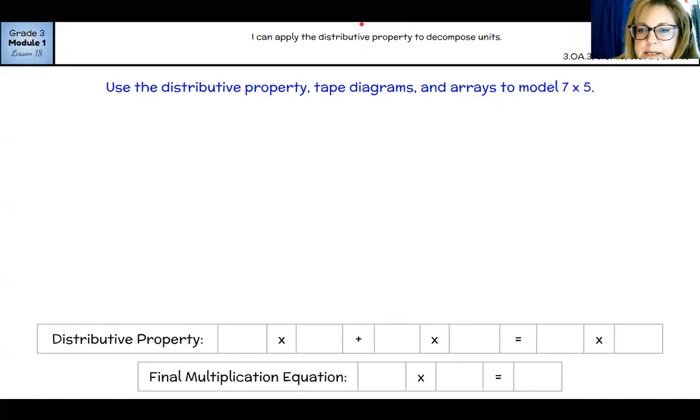So something like this can look a little bit overwhelming, but this is the same thing we just did a minute ago. We're using this decomposition or distributive property using tape diagrams and arrays to model 7 times 5. So I'm going to pause the video, and you can pause too and draw a tape diagram that shows 7 groups of 5, and you can show an array that also shows 7 times 5 or 7 groups of 5. So pause your video and I will pause and do the same thing.